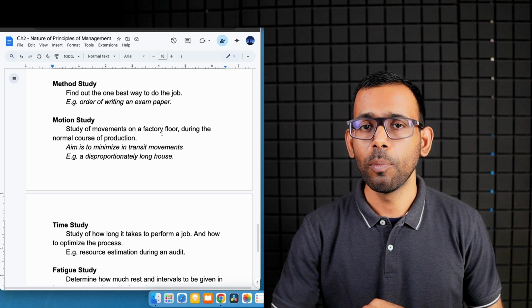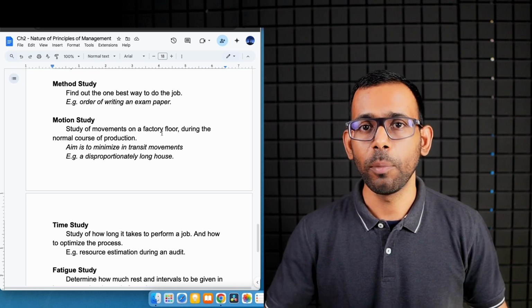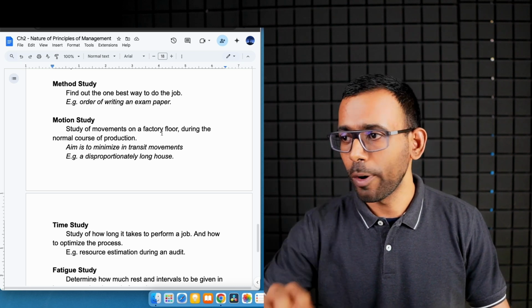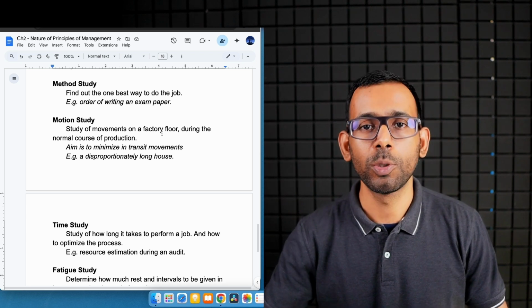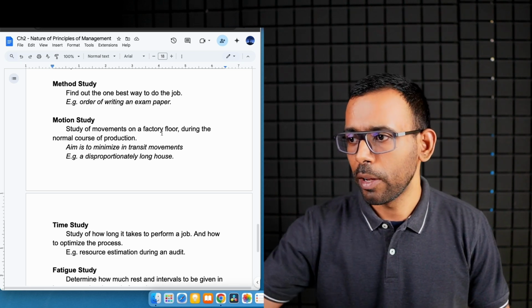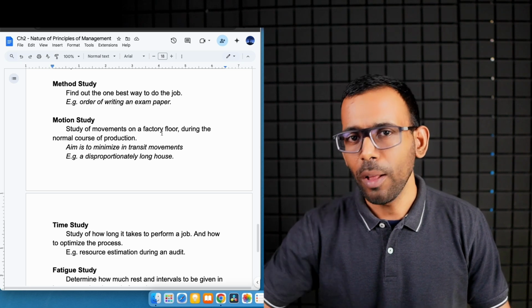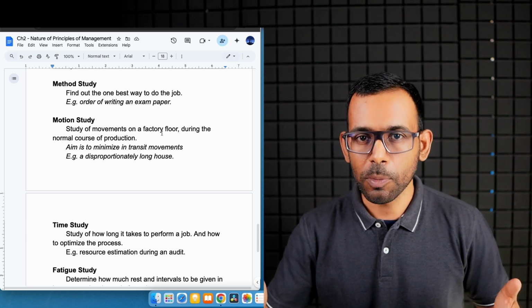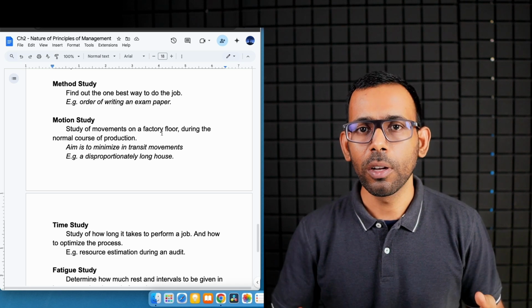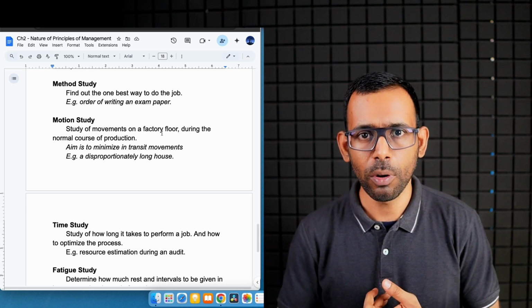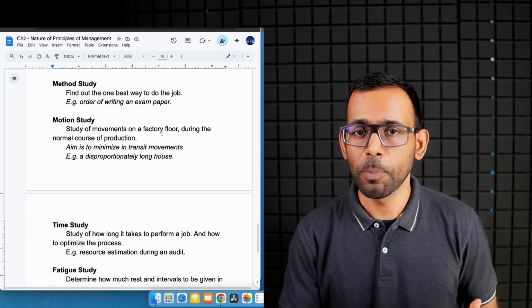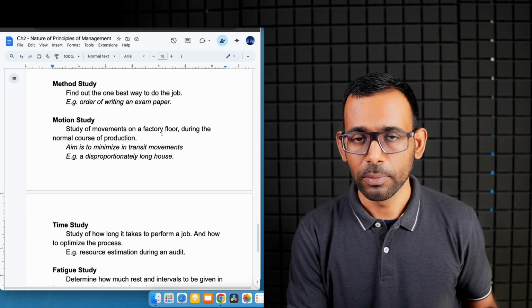Workers should not keep walking for a long period of time to get the tools, to move from one end of the assembly line to the other, or, let's say, to take a washroom break or go and drink water. For all these reasons, Taylor's plan is to minimize workers' movement inside the factory, because when workers move more, they don't spend their time in production.